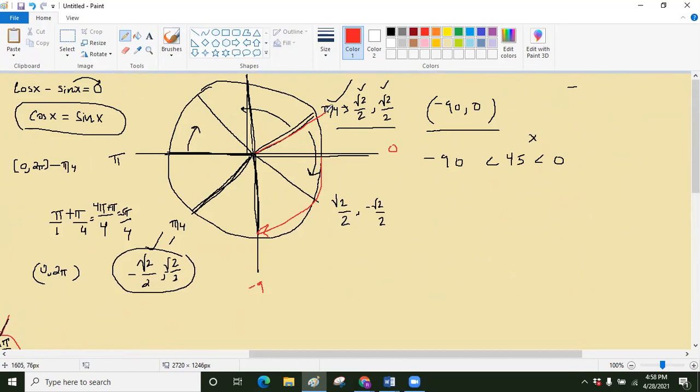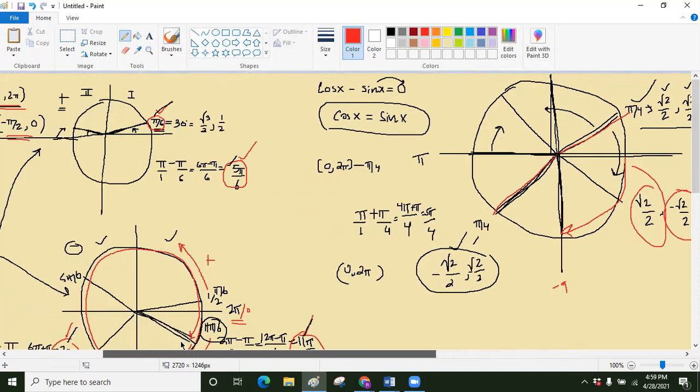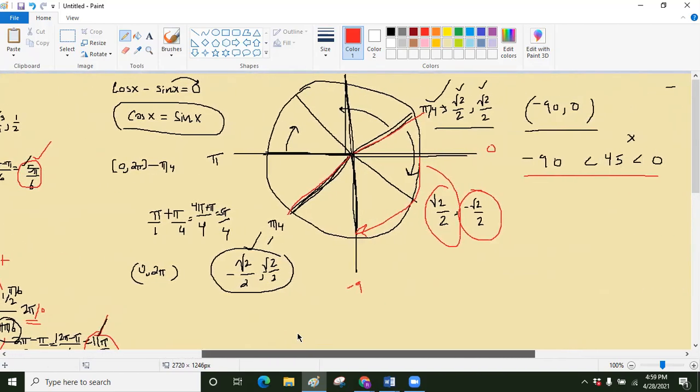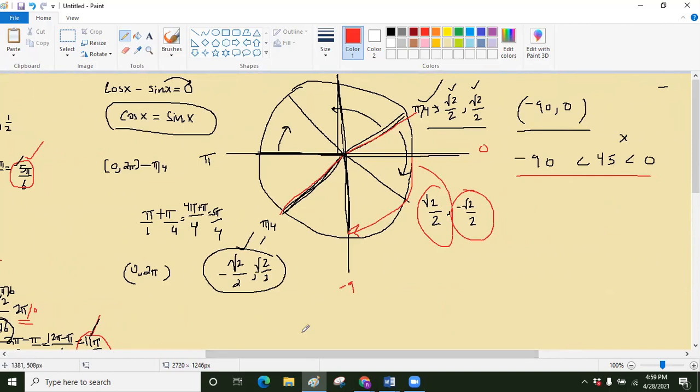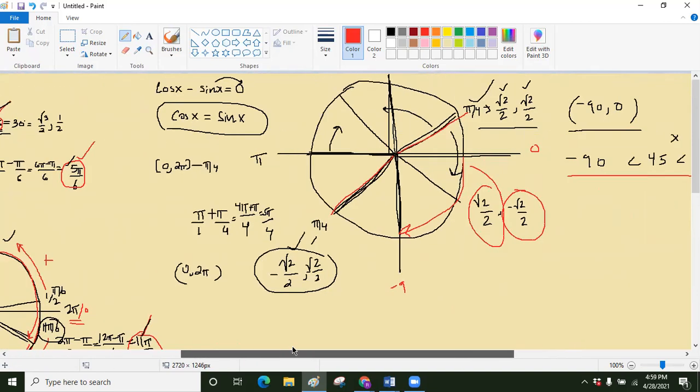Our first solution was pi over 4, which was on this quadrant, and our second solution was 5 pi over 4, which was on this quadrant. There were no solutions on this quadrant because the cosine and the sine were actually different in terms of their sign. And so our final judgment is that there are no solutions on this particular quadrant. So hopefully that helps in terms of solving trigonometric functions, and a graphical interpretation is very much needed to get through these questions.